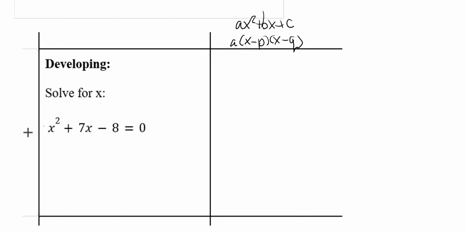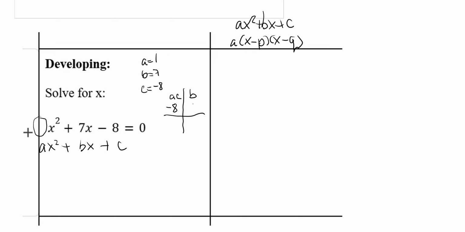And so look at ax squared plus bx plus c. If I write it right below it, it helps me to see what a is. So like here, there's nothing in front of the x squared, and so we know that number is 1. A equals 1, b equals 7, and c equals -8, which means my AC value is 1 times -8, and so that's just -8. B is 7. So I'm looking for two numbers that multiply to -8 and add to 7.